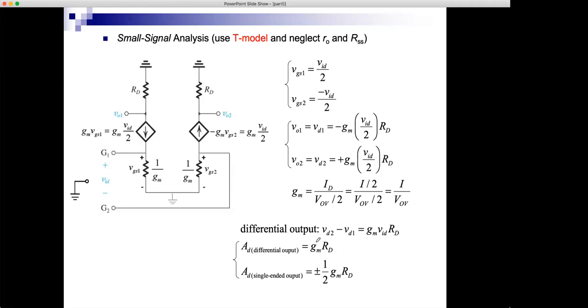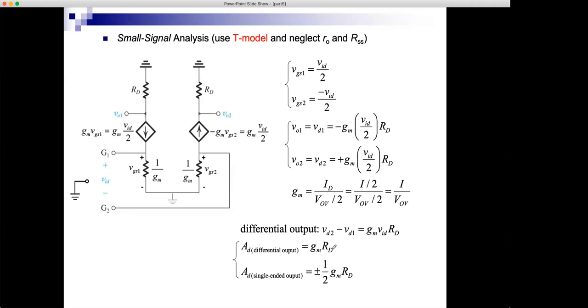In the case of this differential amplifier, I have 4 possibilities for outputs, and it's up to you to decide which one you want. You can take the output from the first drain to ground, you can take the output from the second drain to ground, you can take the output from the first drain to the second drain, so VO1 minus VO2. You can take the output from the second drain to the first drain, or VO2 minus VO1. And if you take the output differentially between the 2 drains, you get double the gain.